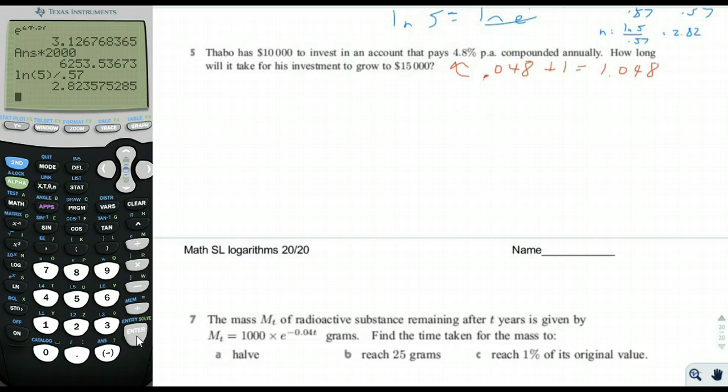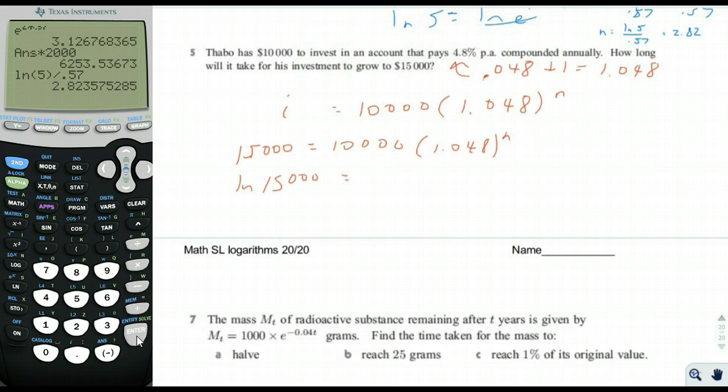Okay, and then so we're going to say it's going to be $10,000 times 1.048 per year. And that's going to give us the investment amount, which we'll call I. So when is it going to grow to 15,000? How many years does it take? Well, we're going to solve this with logs. So we'll take the natural log of both sides. Doesn't really need to be natural log, it could be regular log.